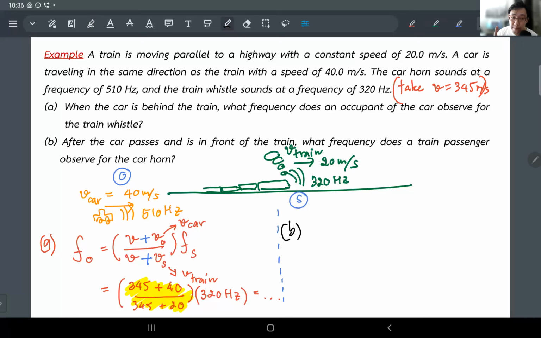Now, for part B, you have to make sure that you get this whole thing right. Part B, the car is already in the front. Woohoo! Right there. It has already overtaken that train. So it's still the same speed though, 40 meters per second. Everything is fine, but now it's in the front. It's still honking the same horn. There you go. Now, set up the observed frequency for part B.